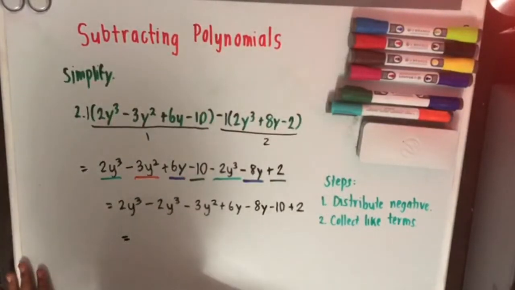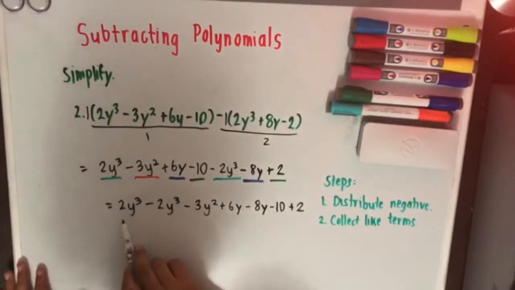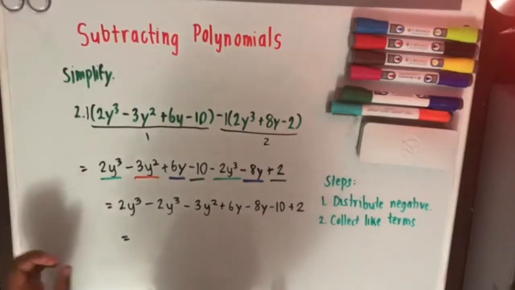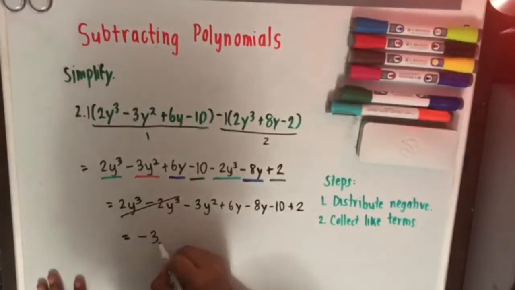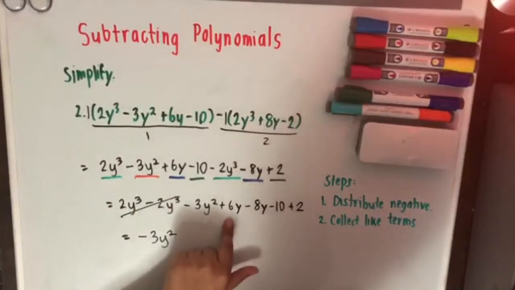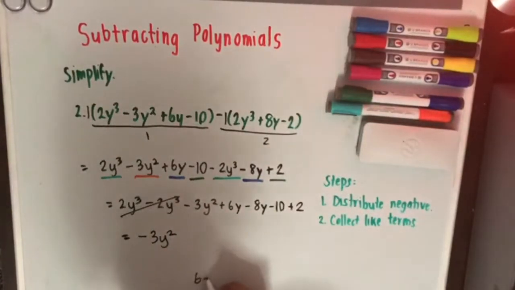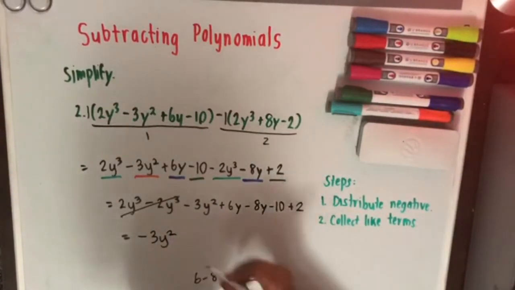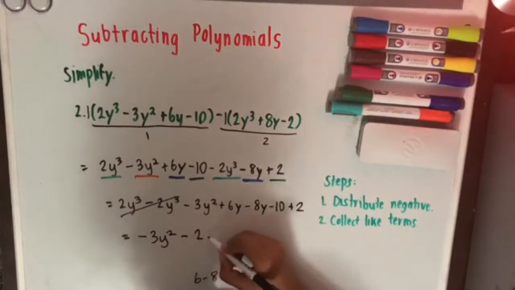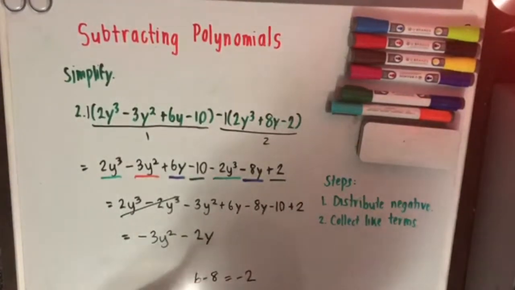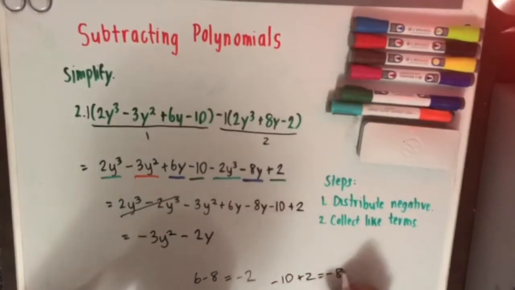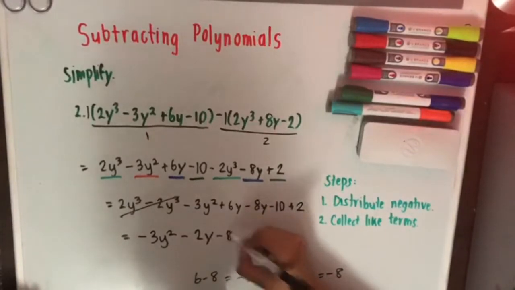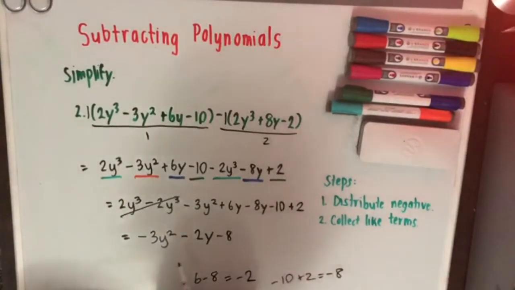Okay, last step is just collecting your like terms and combining them now. So 2 minus 2 is 0, so that eliminates. Negative 3y squared is just by itself, right? So now 6y minus 8y, 6 minus 8 is negative 2, negative 2y, and negative 10 plus 2 is negative 8, right? So our answer was negative 3y squared minus 2y minus 8.